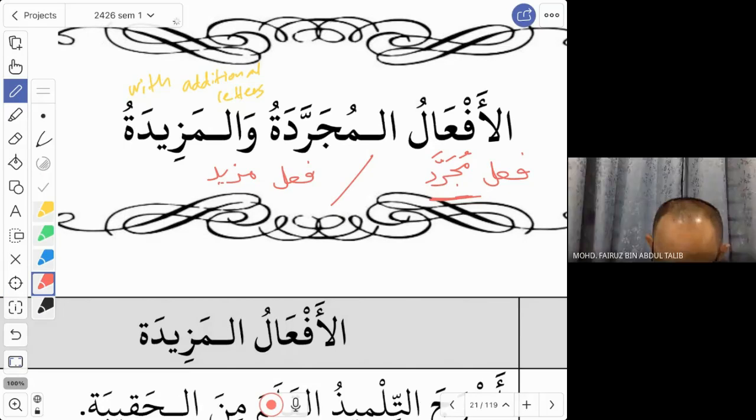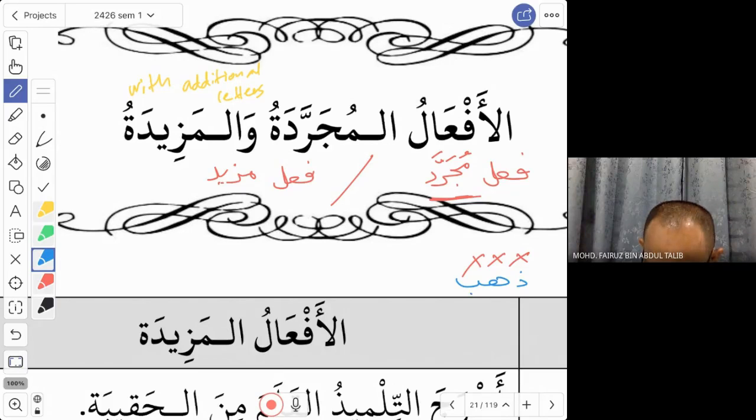So the basic root word of a fi'l, how many of them? 3. Yes. For a fi'l, normally you will have three letters. 1, 2, 3. They must have 3 letters. Okay. For example, give me one example of a 3-letter fi'l. Fi'l madi, not fi'l mudari, because for fi'l mudari you will have to add the ya, yazhabu, taqra'u, alif, and nun. So we don't use that. Yes. Zahaba, good.